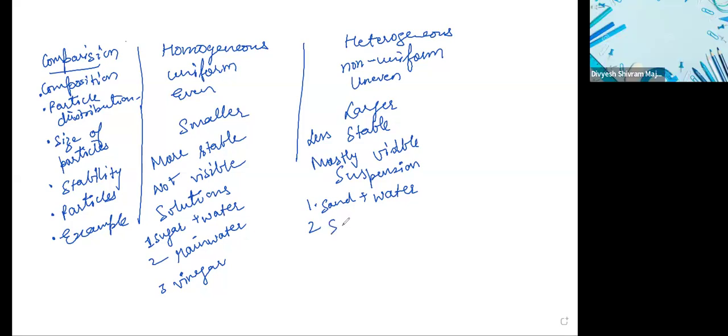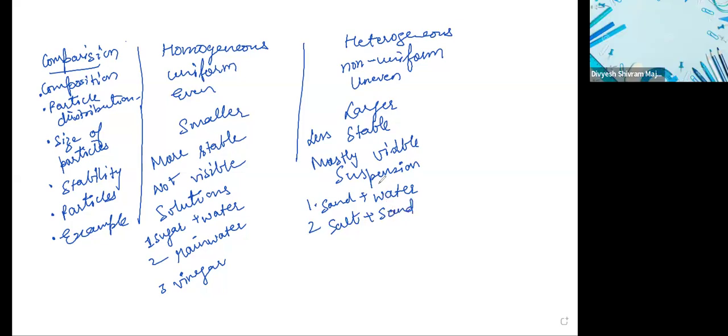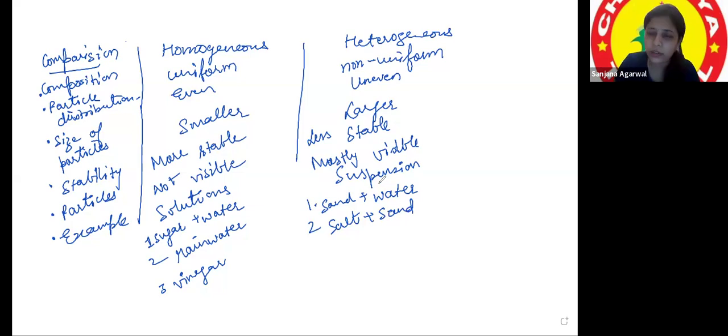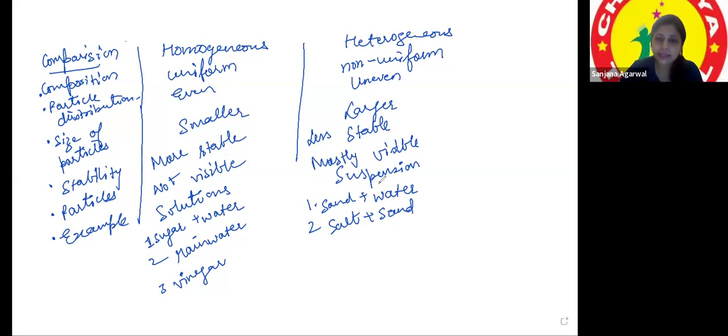Ma'am, stones in water? Stones in water, yeah, pebbles in water, those are all heterogeneous mixtures. And so insoluble mixtures are known as heterogeneous, right? Yes. That's why the general word used for heterogeneous mixtures is suspension.